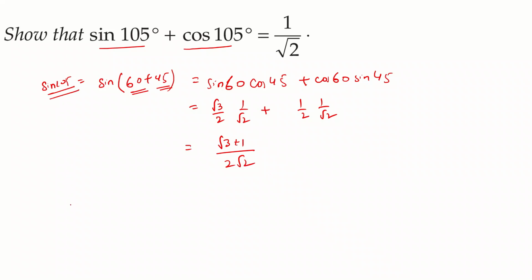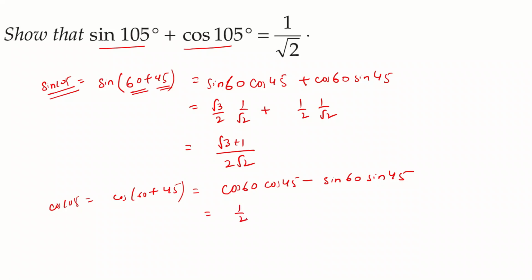Okay. Now, what is cos 105? In the same way, we can write cos 105 as cos of 60 plus 45 degrees, and cos a plus b is cos a cos b minus sin a sin b. So just put in the values. Cos 60 degrees is half times 1 by root 2 minus sin 60 degrees is root 3 by 2, sin 45 degrees 1 by root 2. So we have 1 minus root 3 by 2 root 2.